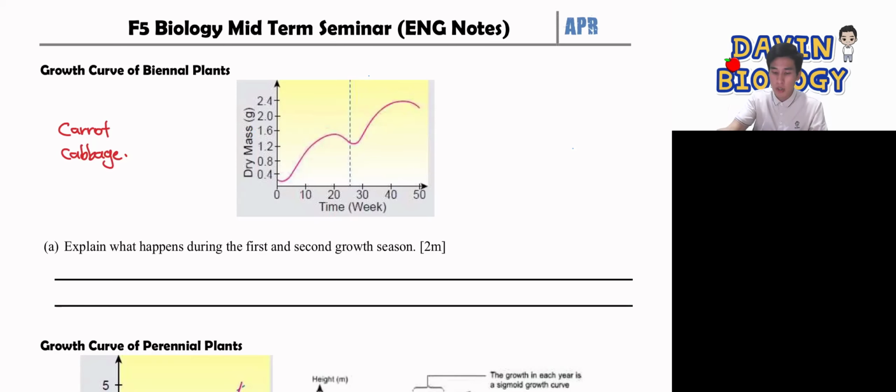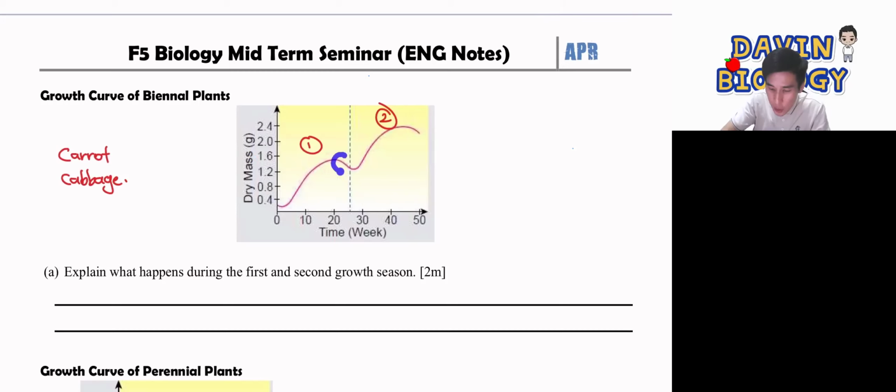For biennial plants, usually they just ask what happened during the first and second growth year. For the first growth year, mainly they just grow like a normal plant. Okay. And towards the end, you can see the graph slightly go down a bit because towards the end is basically winter. Like we said just now, winter plant becomes dormant. So the leaves will slightly shed a bit and then there's no growth. And then the next year, they continue growth.